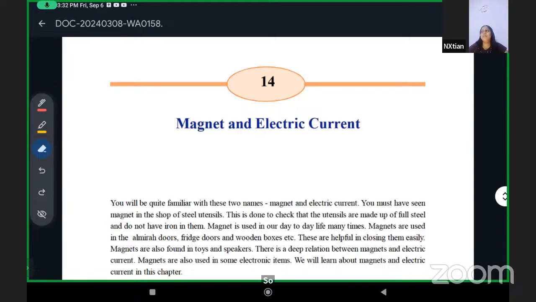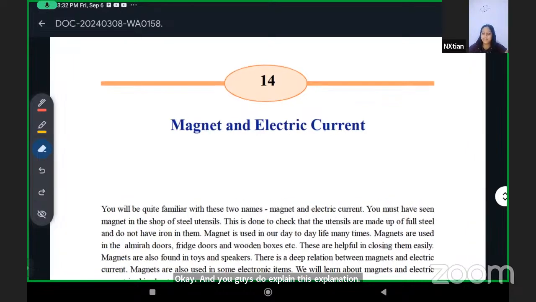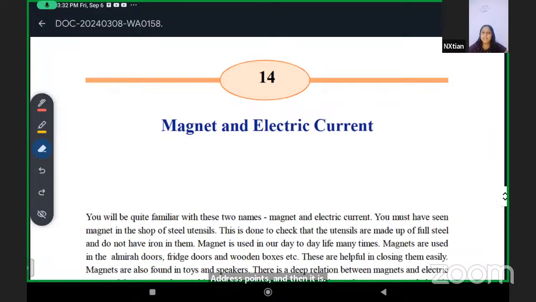Okay, you guys do the explanation. I will give points and then I will ask the questions. You guys answer, and then at the end we will see the scores. I'll share the scores.